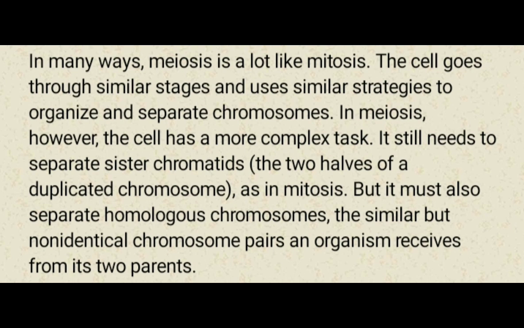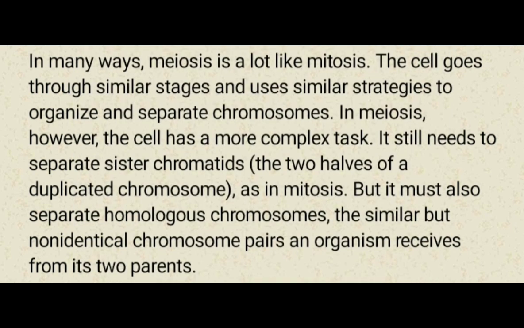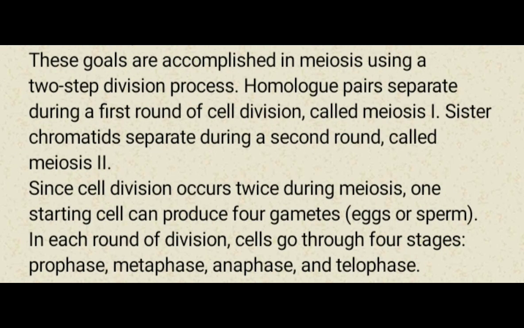In meiosis, however, the cell has a more complex task. It still needs to separate sister chromatids, the two halves of a duplicated chromosome, as in mitosis. But it must also separate homologous chromosomes, the similar but non-identical chromosome pairs an organism receives from its two parents. These goals are accomplished in meiosis using a two-step division process.